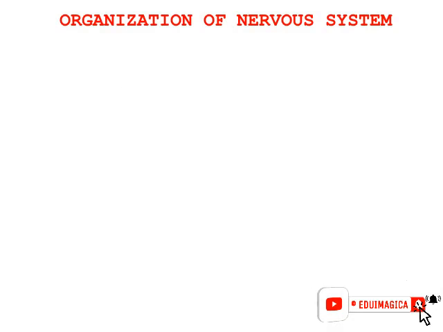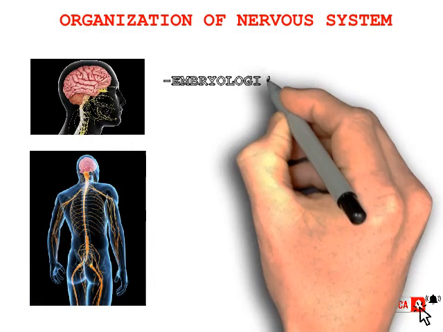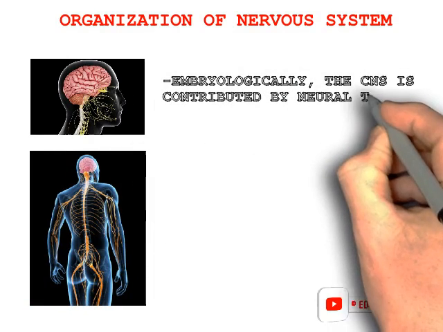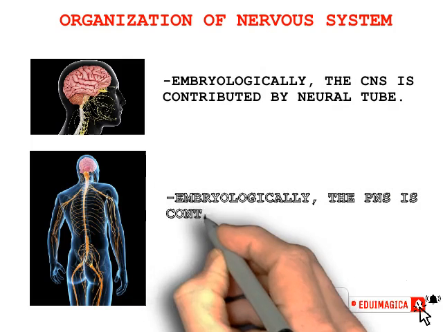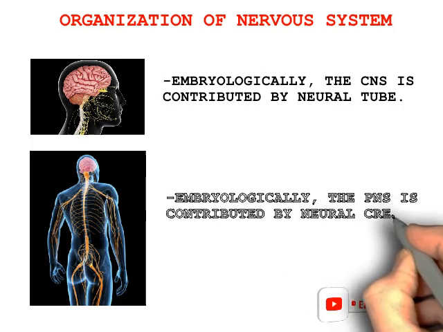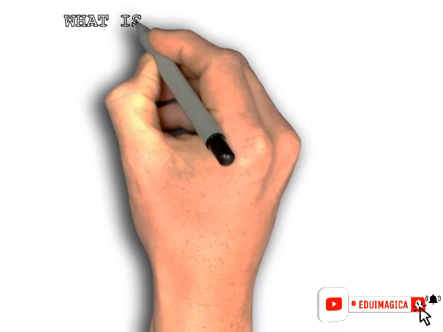Now let's study the organization of the nervous system. Here, embryologically, the central nervous system is contributed by the neural tube, whereas the peripheral nervous system is contributed by the neural crest cells. This is the formation in the embryonic stages.